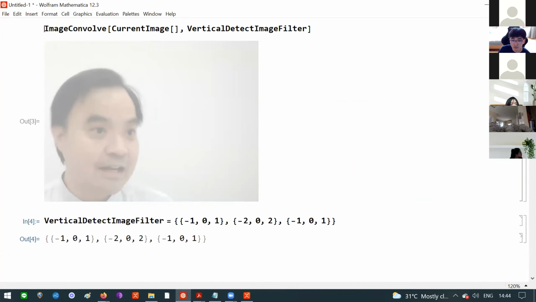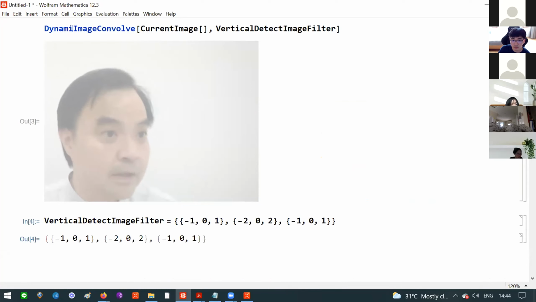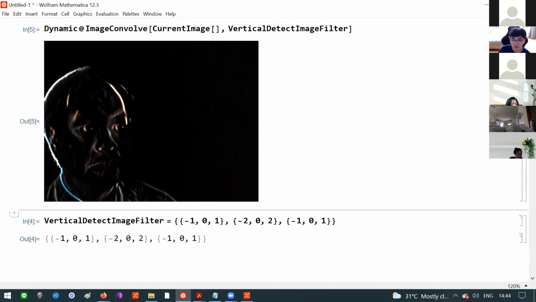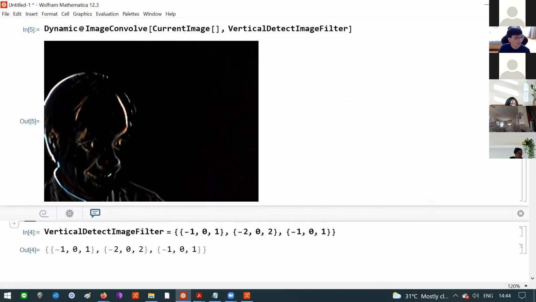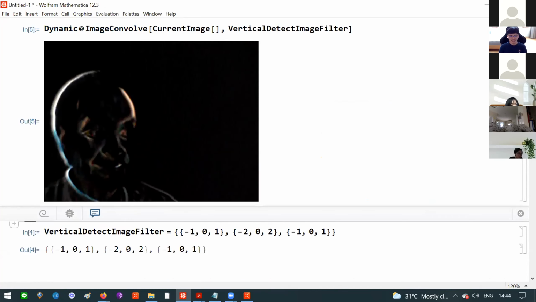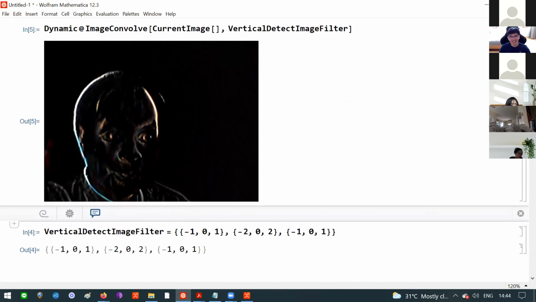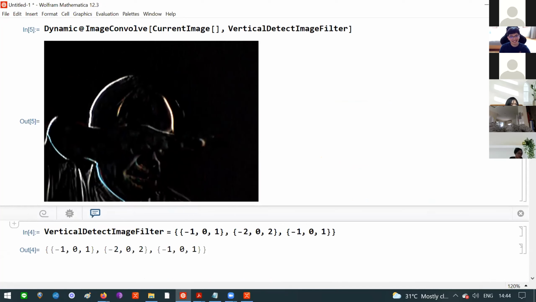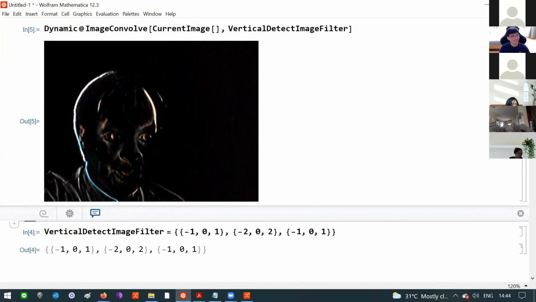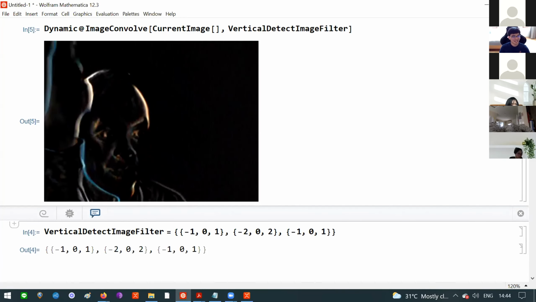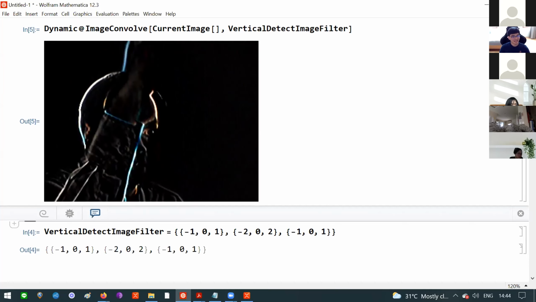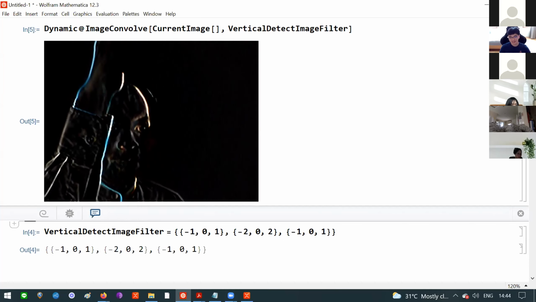And I can make this dynamic as before. See? So it's actually detecting the vertical light. I can do this and you won't see a thing, right? I can do this, you can see my hole. Yeah. So it's detecting vertical, okay?